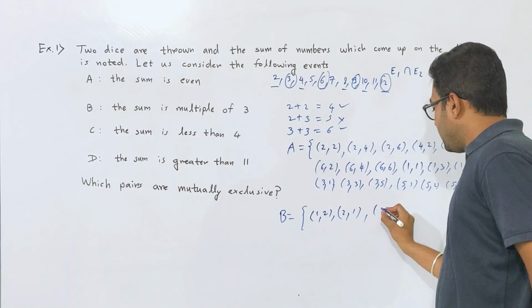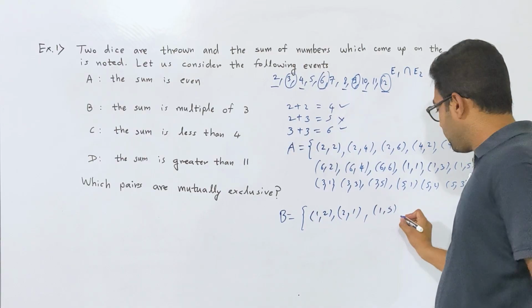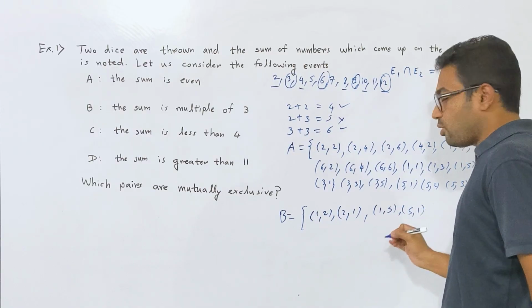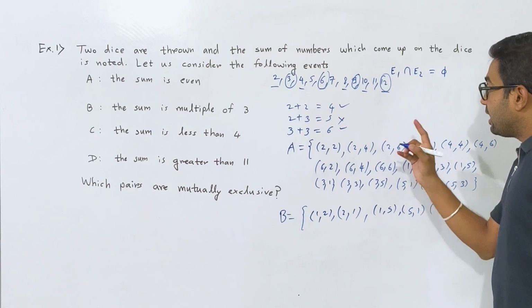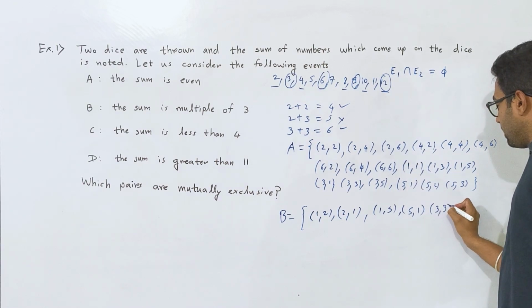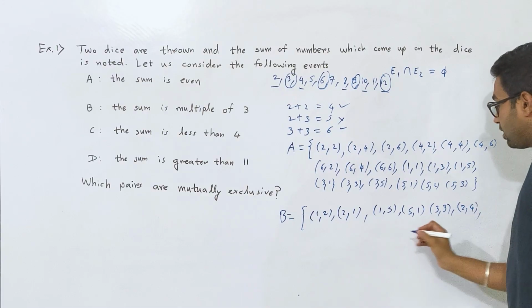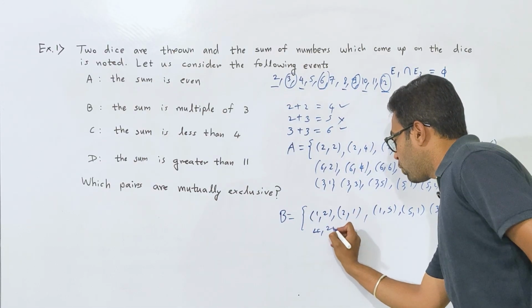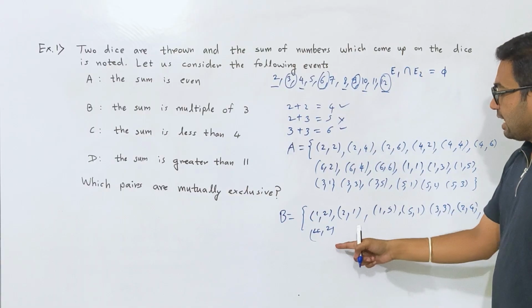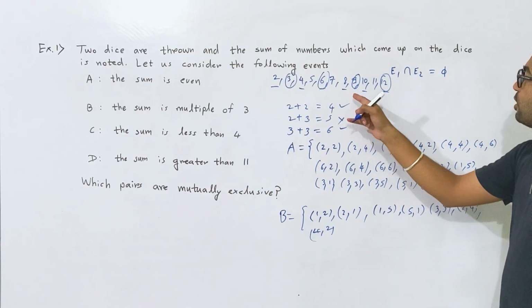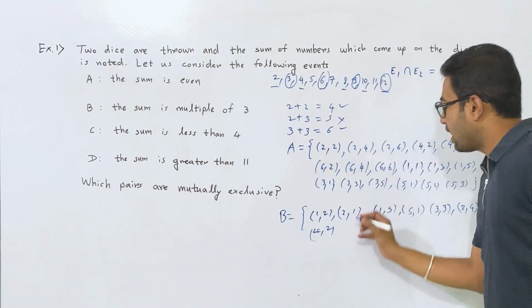So I will go to 6. For 6, I need 1 and 5. 5 and 1 is also possible. Then 3, 3 is also fine. 2, 4, and 4, 2 is also fine. Is there any other possibility for 6? No. Now go for 9.